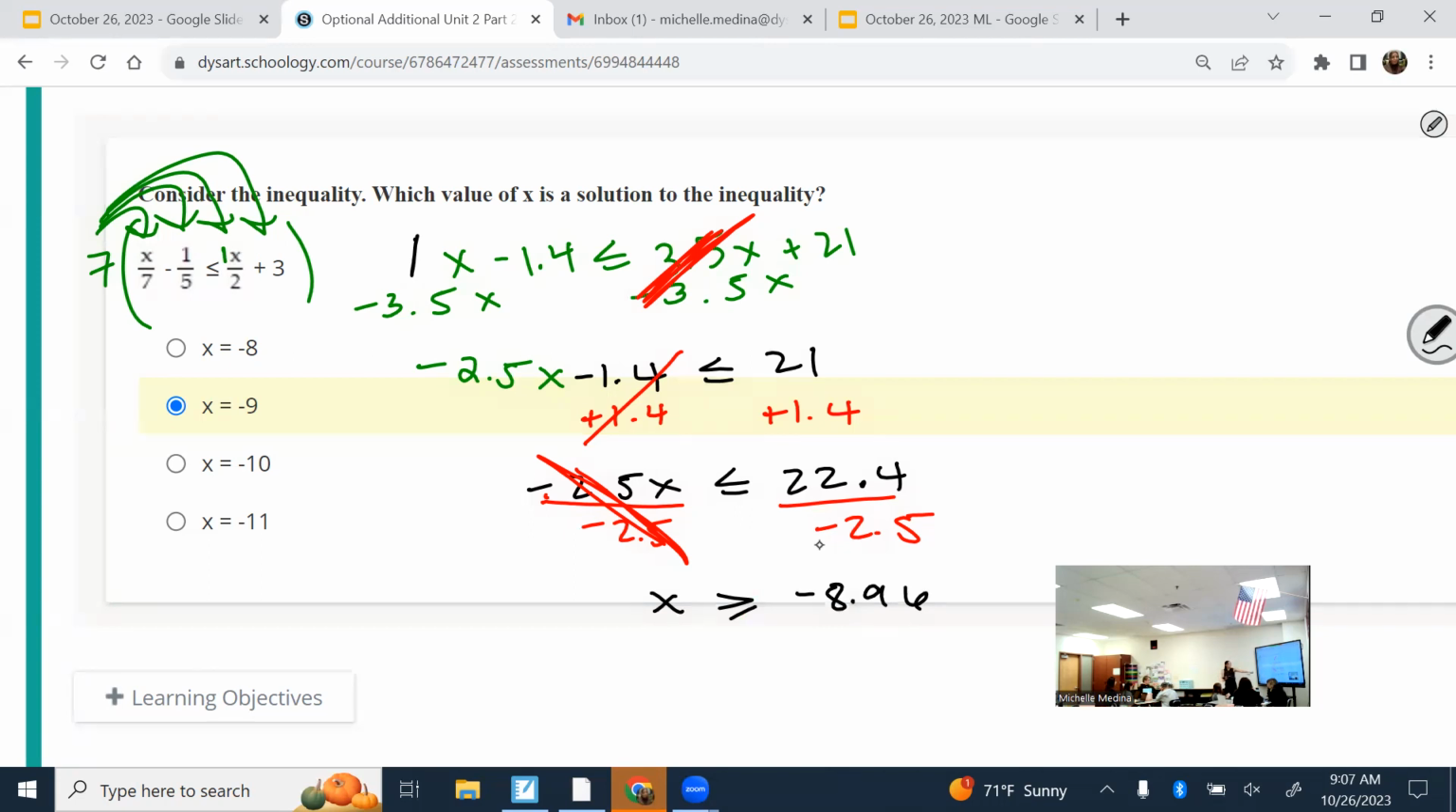So that's my answer. And notice it's not one of my multiple choice, because what this one's saying is which value of X, so what can I put here to make the inequality true? So I want to pick an X value that will be greater or equal to negative 8.96. So which of these numbers is greater than negative 8.96?